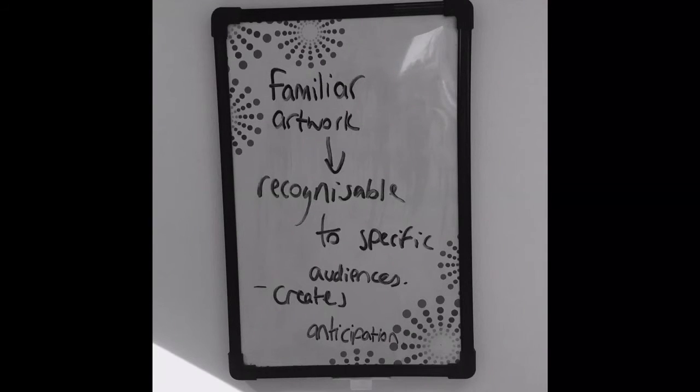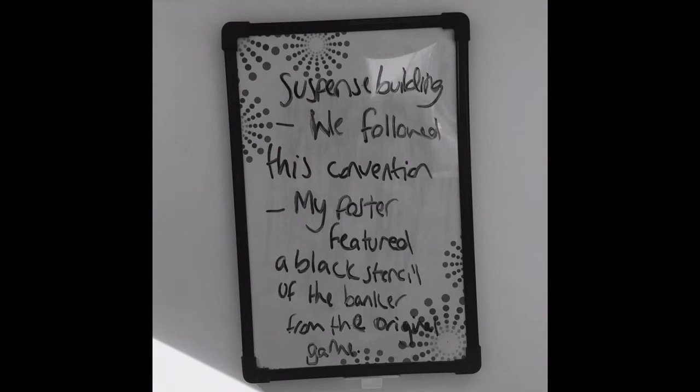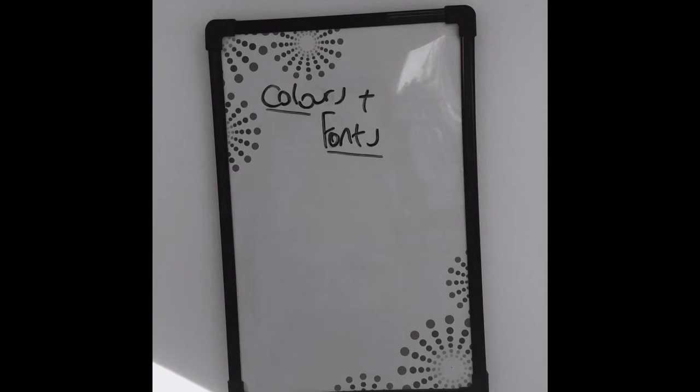Familiar artwork is used, so Batman with the bat symbol, and then it's recognisable to a specific audience. This is suspense building, and I have followed this convention. I used a black stencil of the banker from the original Monopoly board, and this obviously the audience can recognise from a mile off.